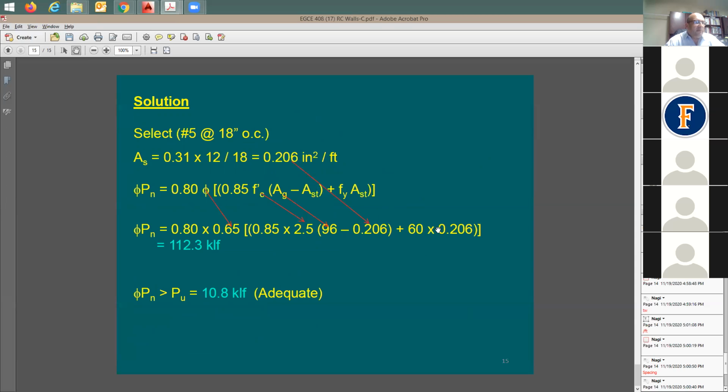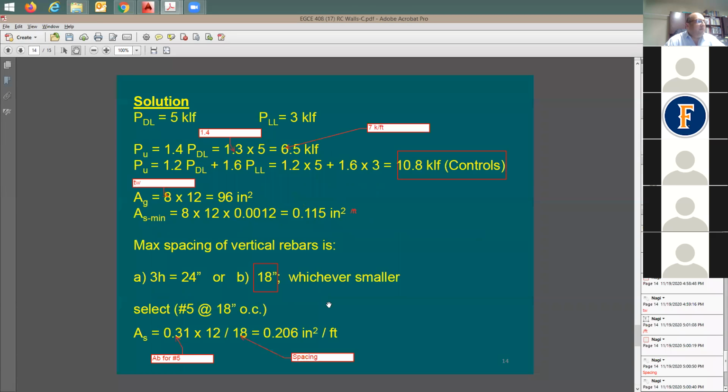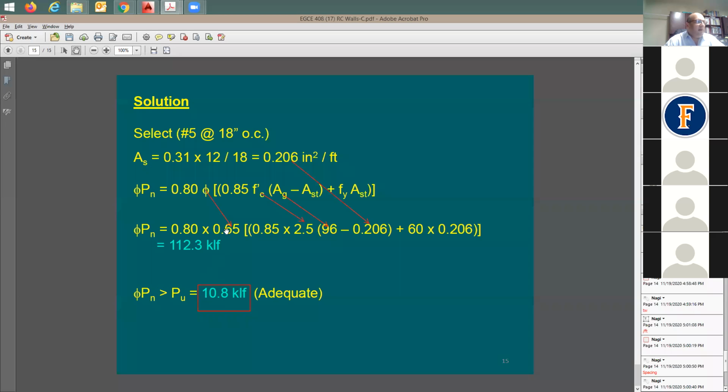Plus 60 fy times Ast. Phi Pn, which means the capacity of this wall, is 112.3 kips per foot. How much is your demand? You remember the demand? That was the demand, right? The 10.8 that we have done here. Look at this, 112 versus 10.8. Yeah, plenty of capacity. This is actually very common.